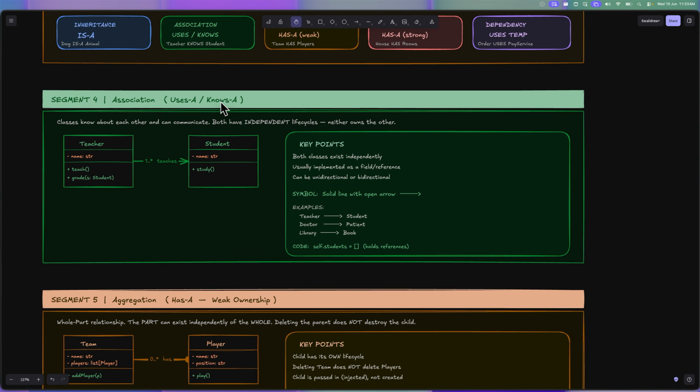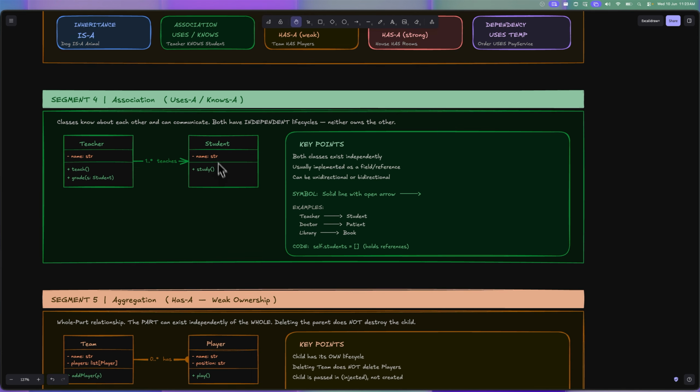One more thing that I forgot in association is how you represent this association relationship. You make use of a solid line with an open arrow. That means you are representing an association relationship between these two classes.